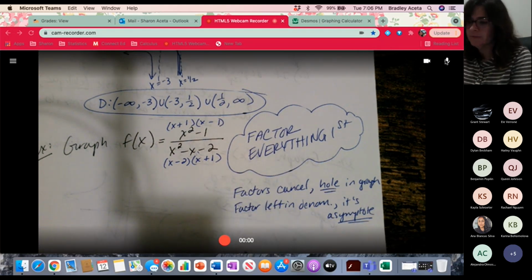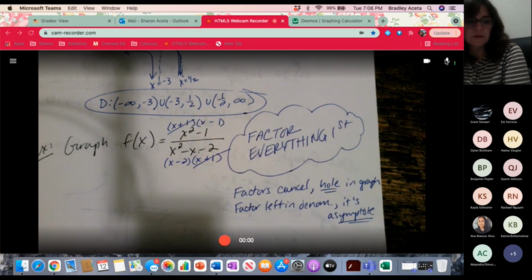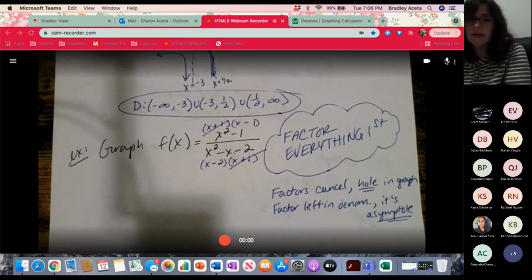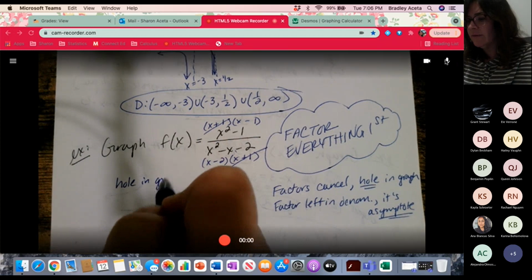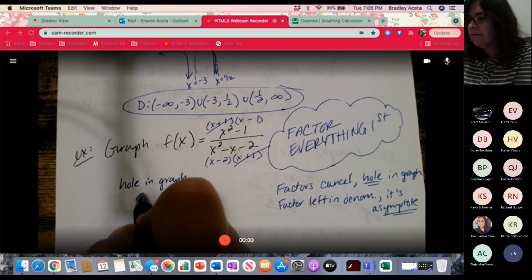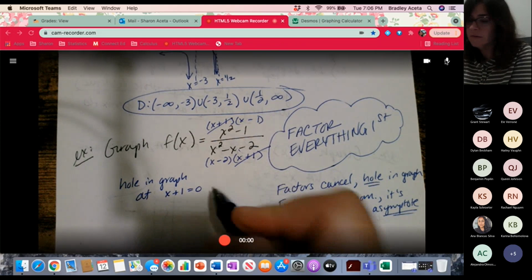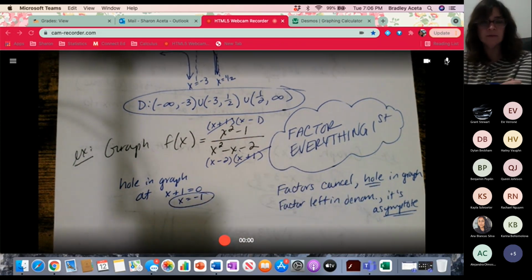Now look what happens here. They cancel. Uh-oh. What does that mean? That means you have a hole in the graph. And where is that hole located? So let's write this down. There is a hole in the graph at x plus 1 equal to 0, or x equals negative 1. There's a hole at negative 1. There's actually a circle that you would draw.